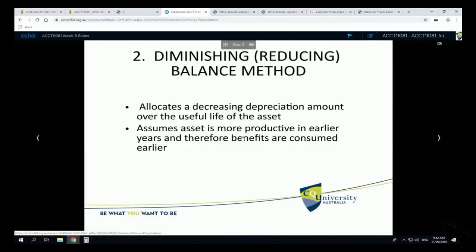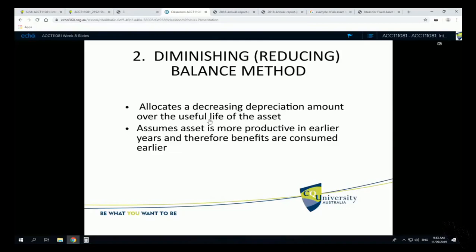So that was the straight line method. Now we get to the reducing balance method. Okay, so we're looking at the graph which starts at the top and then declines over time. Diminishing value or reducing balance method. It allocates a decreasing depreciation amount over the useful life of the asset. The reason we use this method is we assume that the asset is going to be more productive in earlier years, and therefore we are consuming its benefits earlier. So we are transferring more of the asset's cost to an expense in the earlier years.